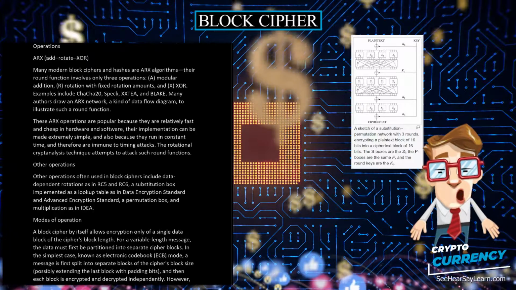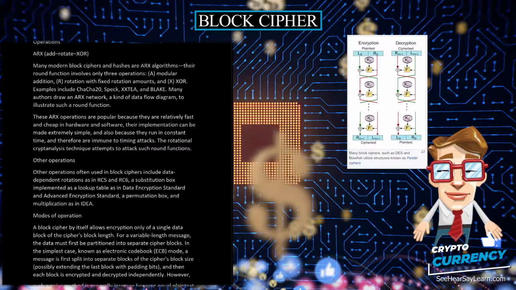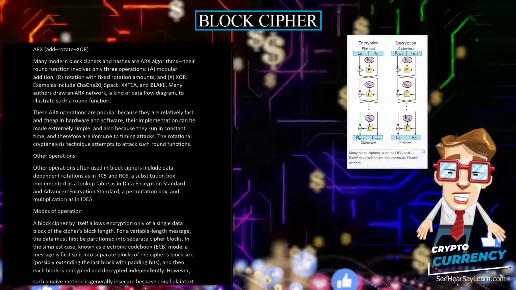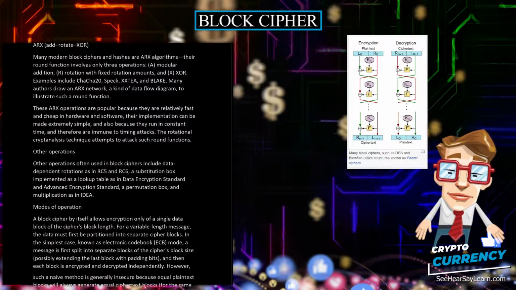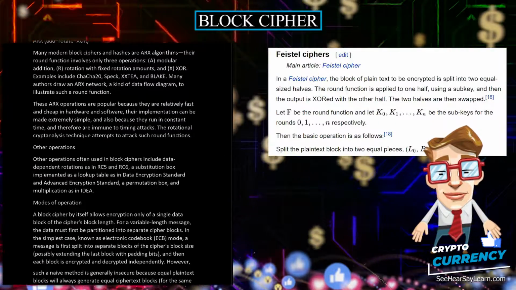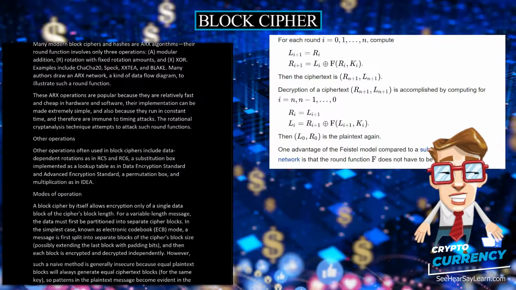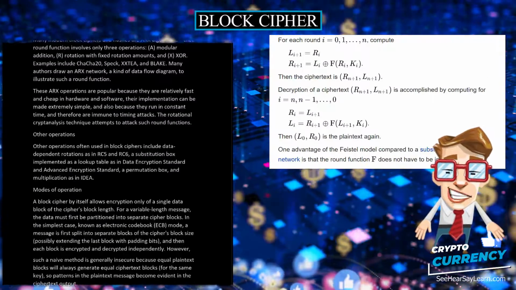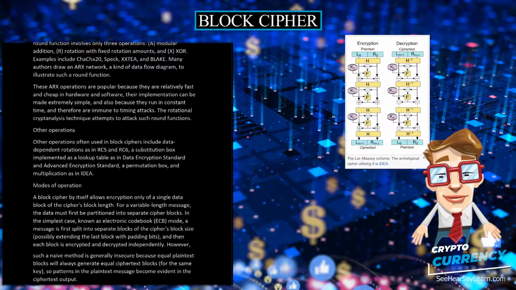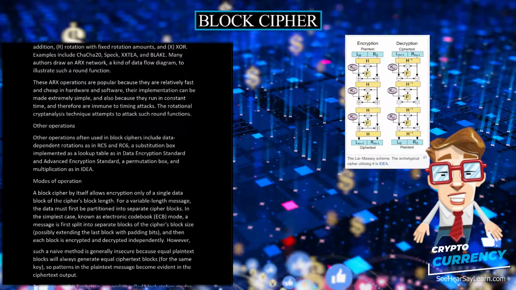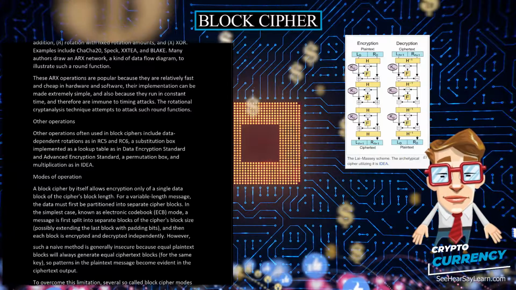Operations. ARX, add-rotate-XOR. Many modern block ciphers and hashes are ARX algorithms. Their round function involves only three operations: A, modular addition; R, rotation with fixed rotation amounts; and X, XOR. Examples include ChaCha20, Speck, XTEA, and BLAKE.